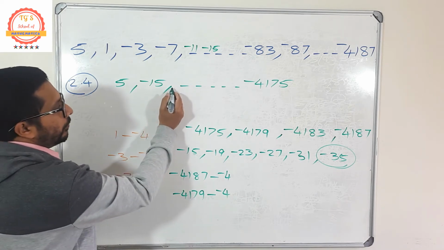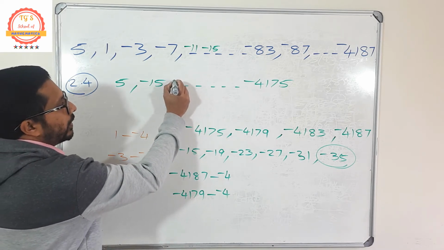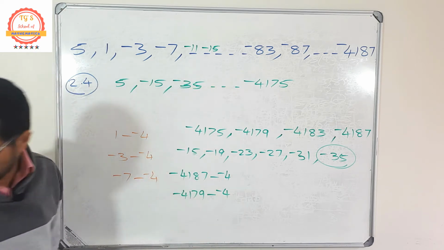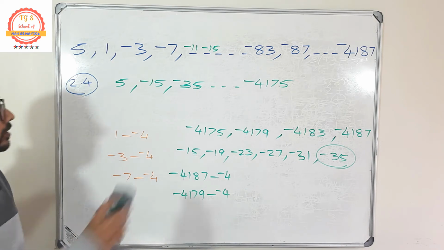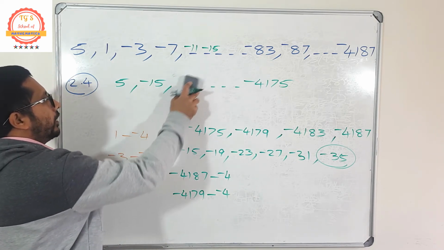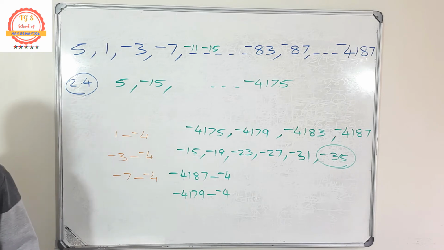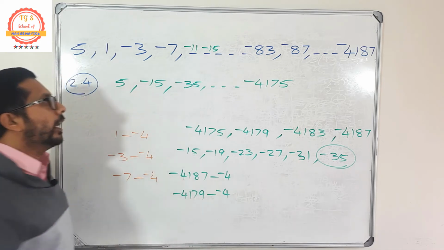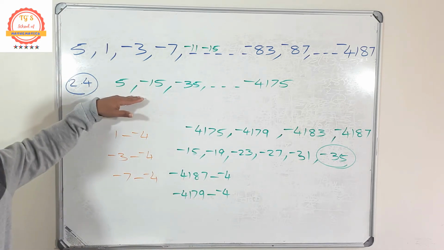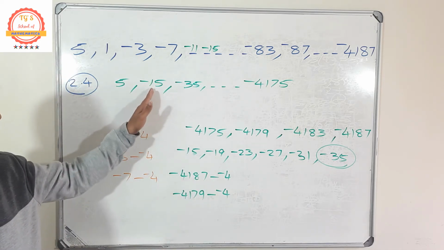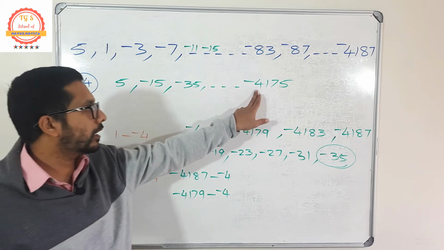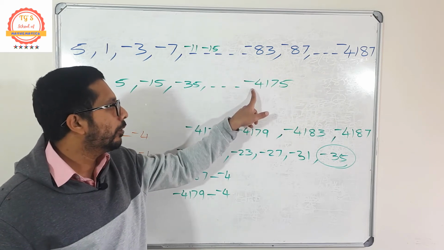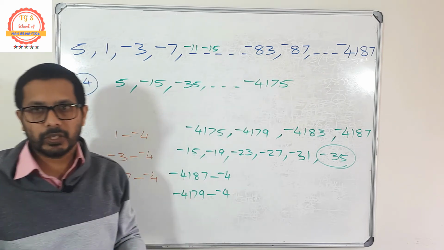That means if you want to write one more number, that is minus 35. So after this minus 15, the next number is minus 35. That is divisible by 5. Minus 35. So okay, anyway, that is the new sequence: 5, minus 15, minus 35, etc. and the last term is not minus 4187, it is minus 4175. Okay.